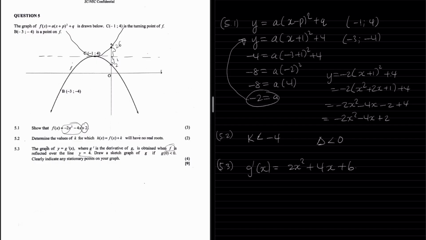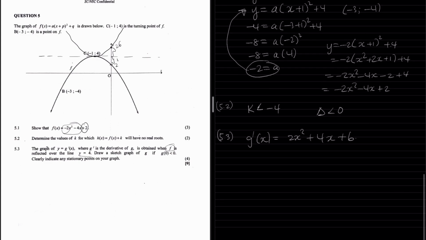Now, they want us to sketch the graph of g. So g is the original function, and g prime is the derivative of it. Now, to do this, there's actually a few ways you can think of it. Well, firstly, I'm seeing here that my a value is positive, right? So that's obviously something to note. So a is greater than 0. And then secondly, I want to figure out if there's going to be any stationary points or turning points. To figure that out, we need to see if there's any real roots for this function.